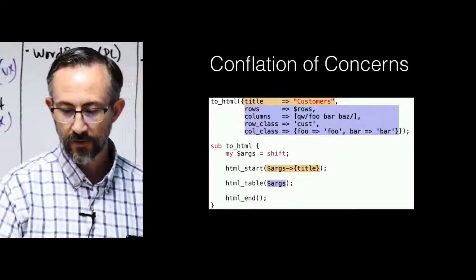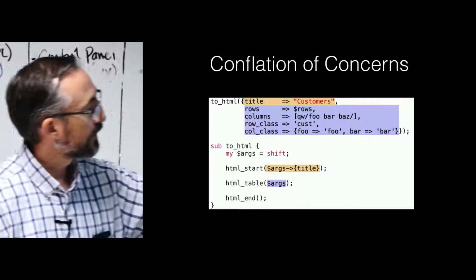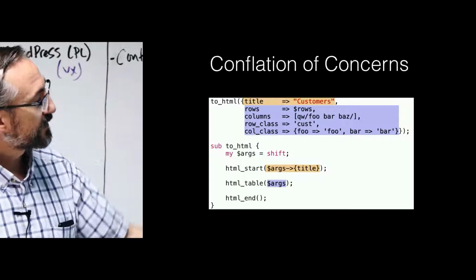The brown title is the only thing that 2HTML uses. In fact, 2HTML doesn't use any of the arguments. It just passes them, one of them goes to HTML start, and the rest of them, whatever those might be, go to HTML table. And if we didn't delete args title, HTML table is exposed to the entire application state at this point.